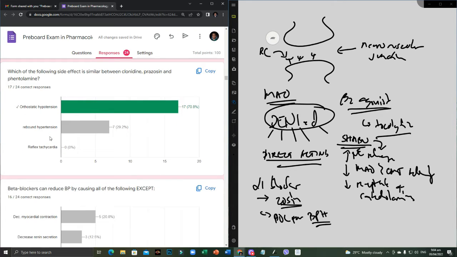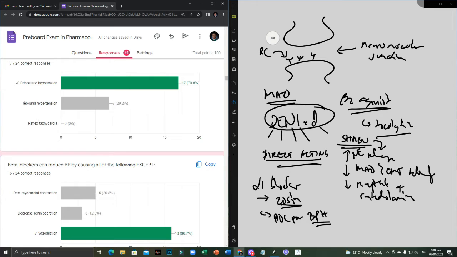Next question. Which of the following side effects is similar between clonidine, prazosin, and phentolamine? Alright, so very good. It causes orthostatic hypotension. Orthostatic hypotension, class, is what you experience when you suddenly rise up, then suddenly feel dizzy. That's the drop in blood pressure due to a change in your position. And that's very common, class, for drugs that cause vasodilation, such as clonidine, which is an alpha 2 agonist, prazosin, which is an alpha 1 blocker, then phentolamine, which is a non-selective alpha receptor blocker.